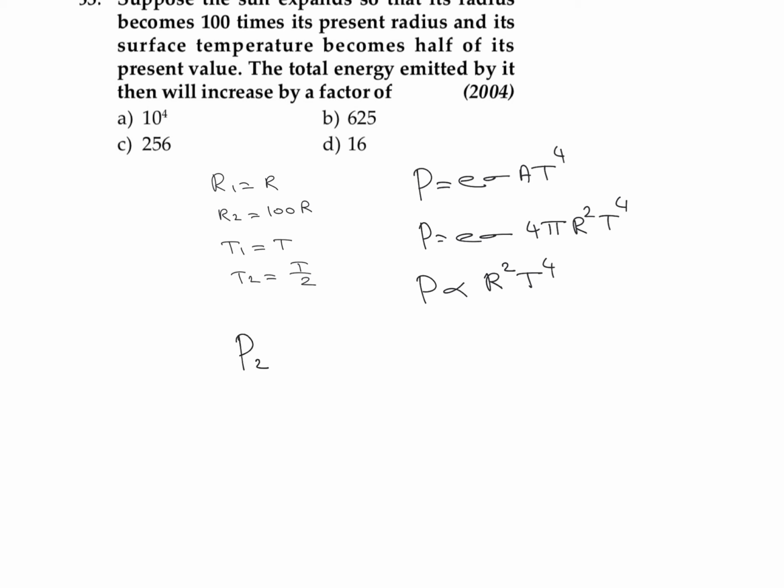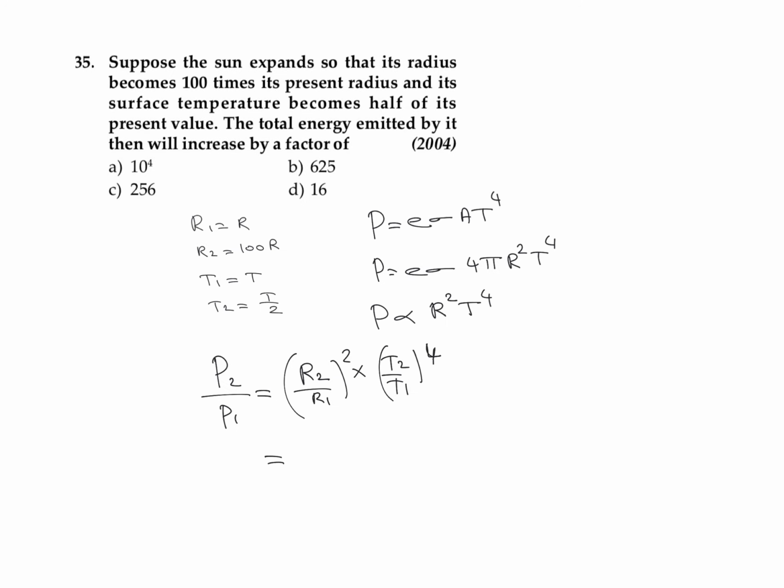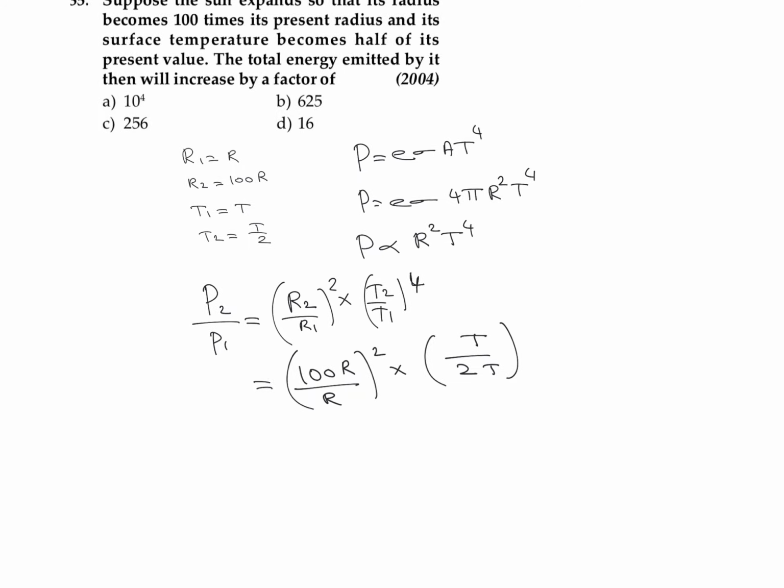So you can say that the power in the second situation by the power in the first situation will be equal to R2 divided by R1 raised to 2, into T2 divided by T1 raised to 4. So you can write the value of R2 as 100R, and the value of R1 as R, the whole squared, into the value of T2 as T divided by 2, and T1 as T.